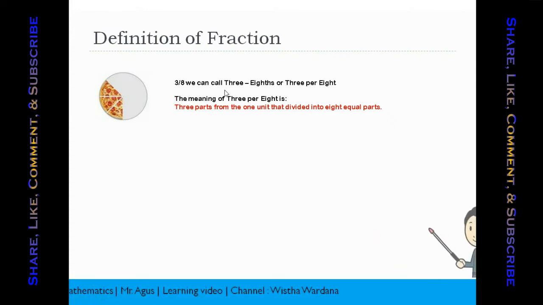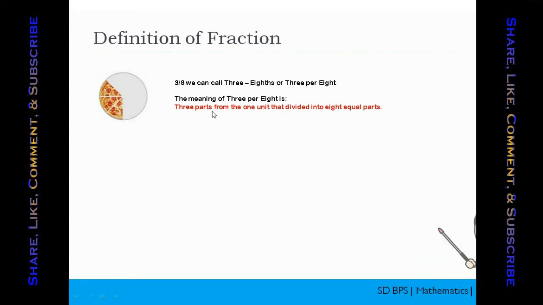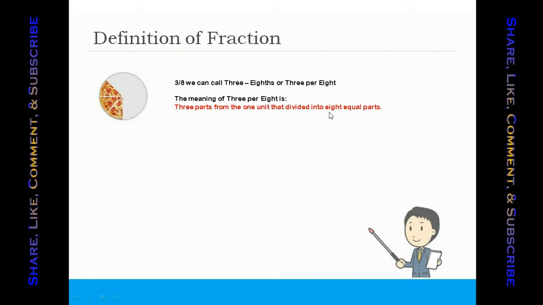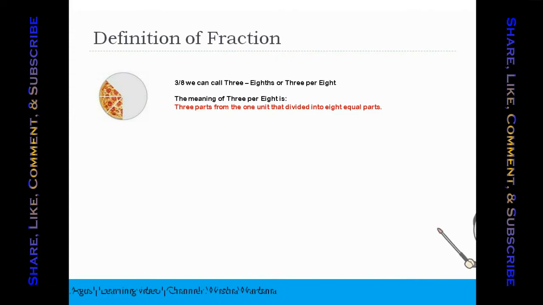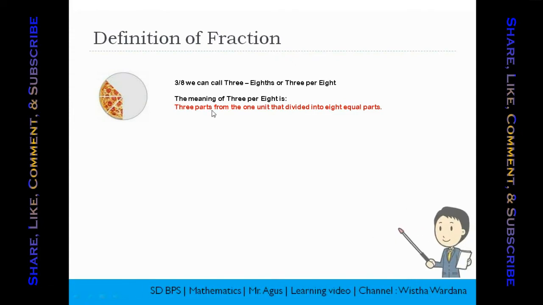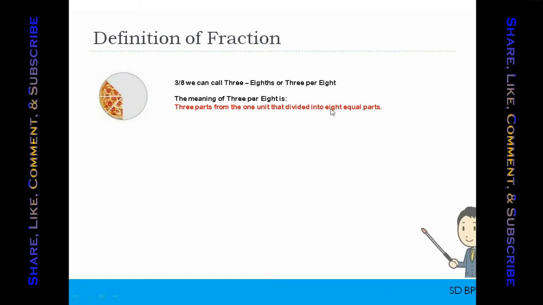The meaning of 3 per 8 is 3 parts from the 1 unit that divided into 8 equal parts. I will repeat it again. 3 parts from the 1 unit that divided into 8 equal parts.